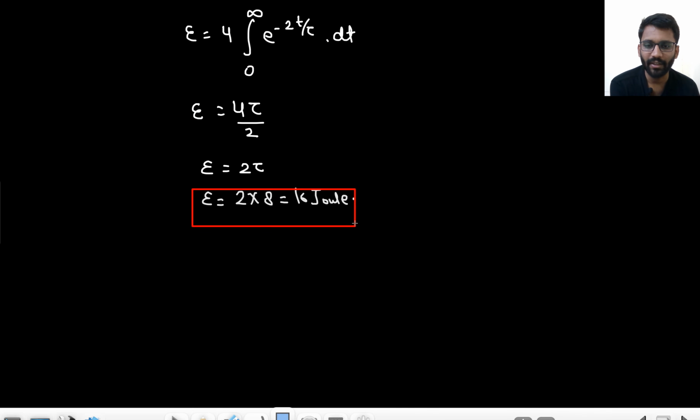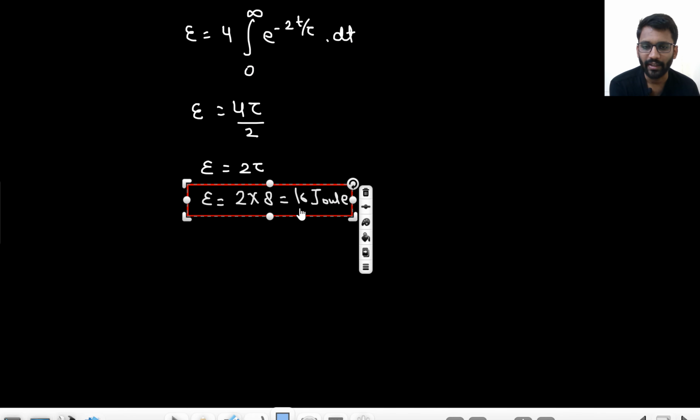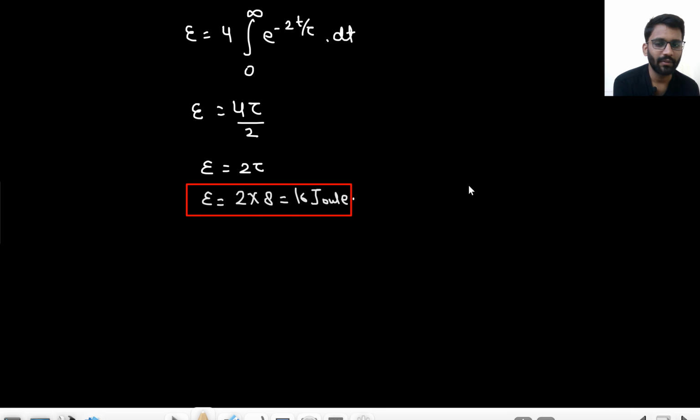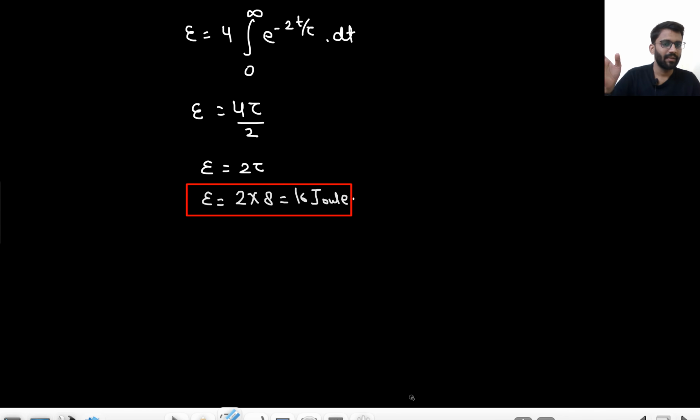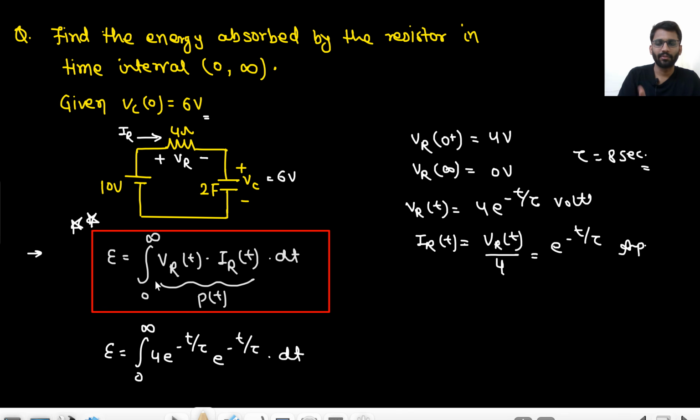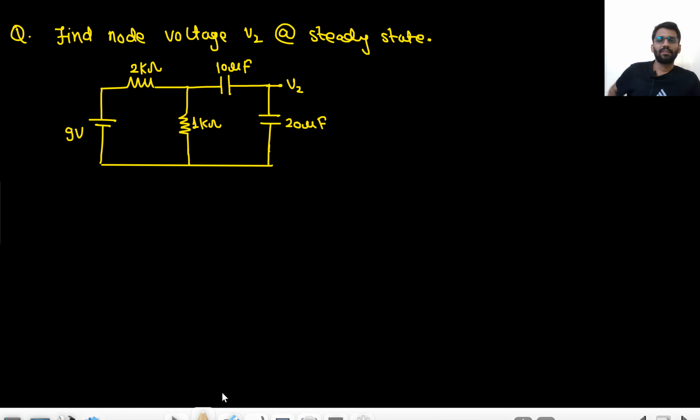So never ever mug up any formula for energy. Whenever they are asking for energy, we know only two formulas: energy stored by the capacitor, half CV square, and energy stored by the inductor, half Li square, at steady state. That we studied in basics of network analysis. But if we are talking about energy dissipated by the resistor in a circuit, or energy given by a battery in a circuit, then we will always apply this formula: expression of voltage, expression of current, into dt. That's it.